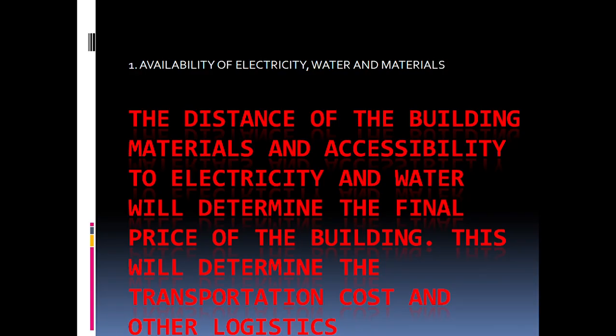So the distance of the building, materials and accessibility to electricity and water will determine the final price of the building. This will determine the transportation cost and other logistics. So if the water and electricity are available, this simply means the final cost will be cheaper compared to when the water and electricity is far away.